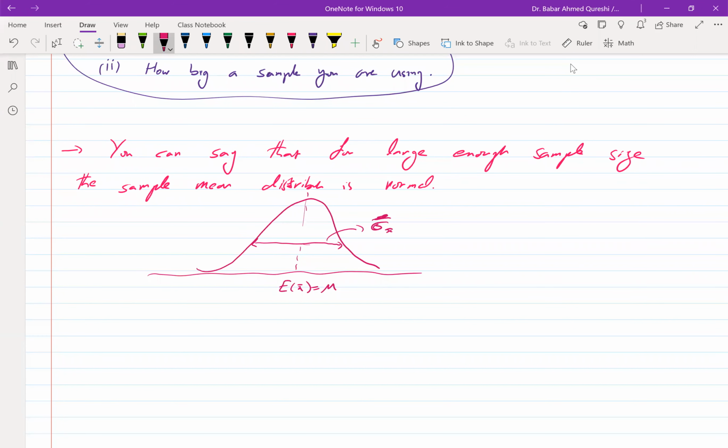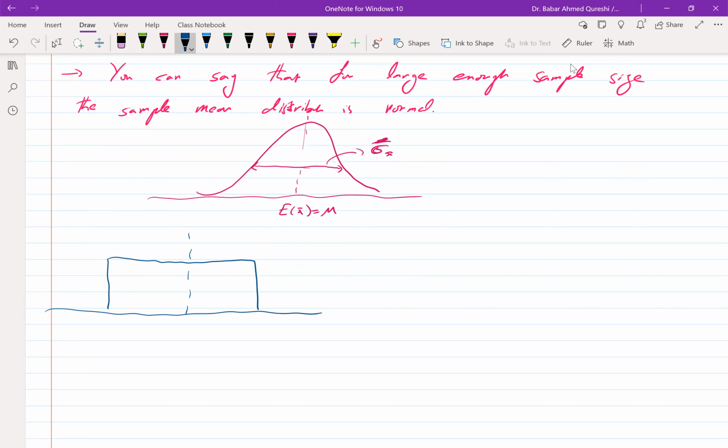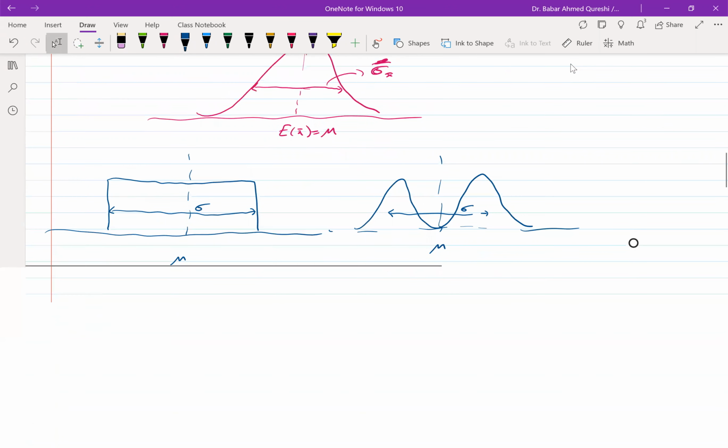So what we have is actually a very powerful thing, that no matter what the population looks like, the population distribution could be equally distributed like this. So here's the center of the population, and this is something like the standard deviation, or it could be like this. Then here's the mean, and the standard deviation is something like this, or it could even be skewed.